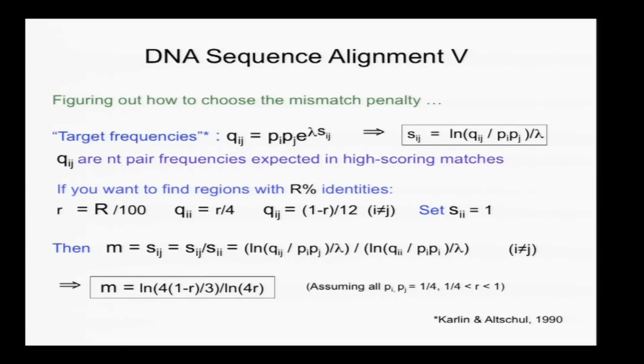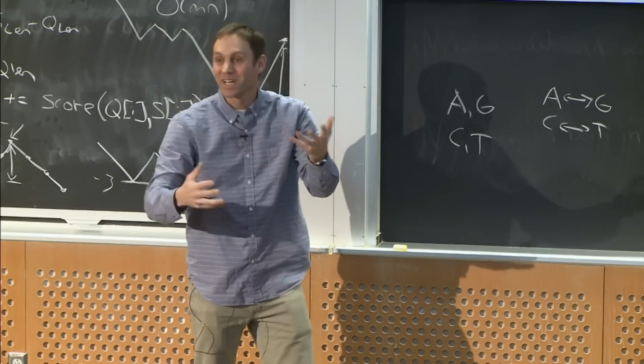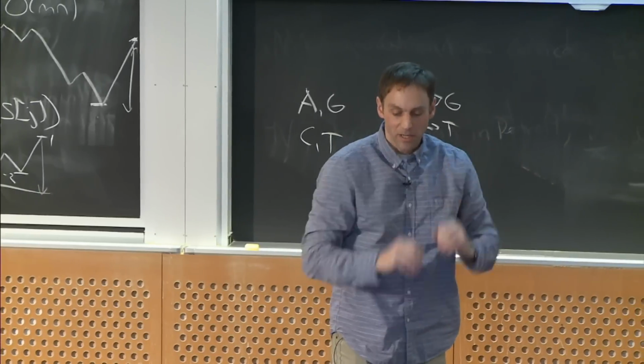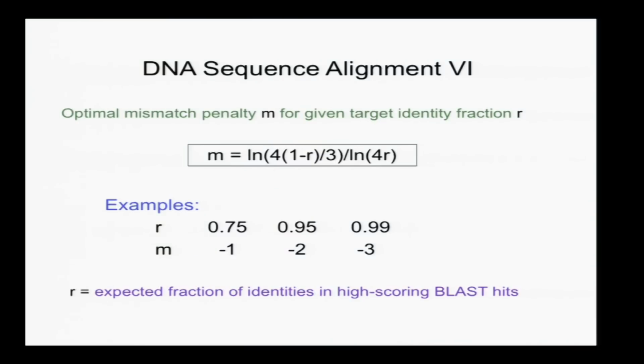It says that M equals log of ((1 minus r) over 3) over log 4r. For this to be true, this assumes that both the query and the database have uniform composition of a quarter, and that r is between a quarter and 1. The proportion of matches in your high-scoring segment should be bigger than a quarter, because a quarter is what you would see by chance. Otherwise there's something wrong with your scoring system if you're considering those to be significant. So it's something above 25%. It's just simple algebra; you can check my work at home to solve for M here.